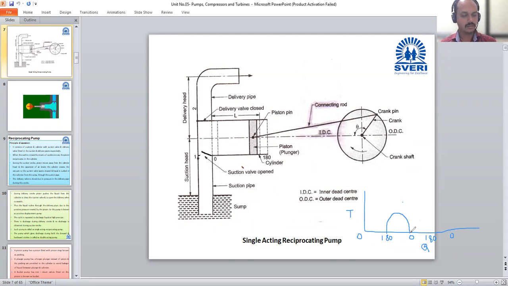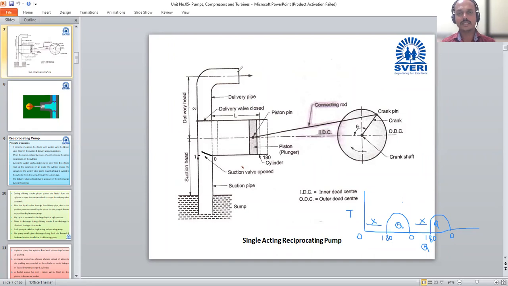Here, again from this 180 degree to 0 here, like that. Here we get discharge, but here in between we do not get discharge. It means in a single acting reciprocating pump we do not get continuous discharge. We get discharge but in a single stroke.